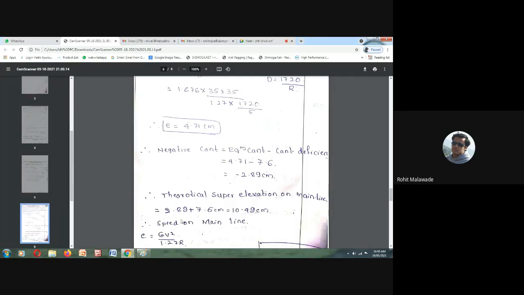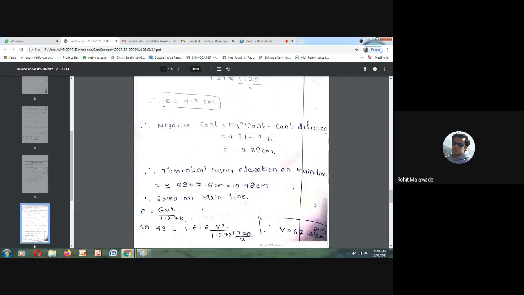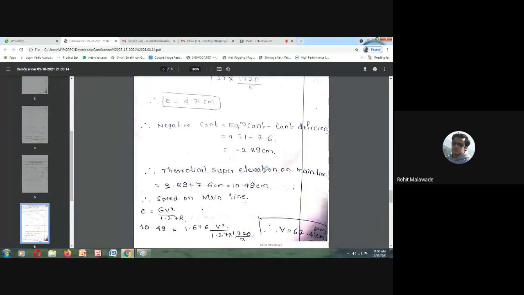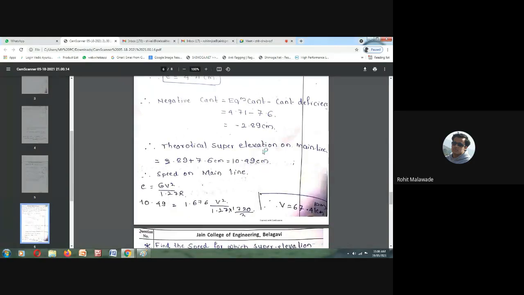So how can I calculate the theoretical super elevation on a main line? Instead of making 2.89 minus, I will make it a plus because it is falling short, so I will increase it. So 2.89 plus 7.6. The super elevation on the main line that can be provided is 10.49. As I told you, the super elevation on a main line should be greater than the super elevation on a branch line. So the super elevation for the main line is 10.49 centimeter.